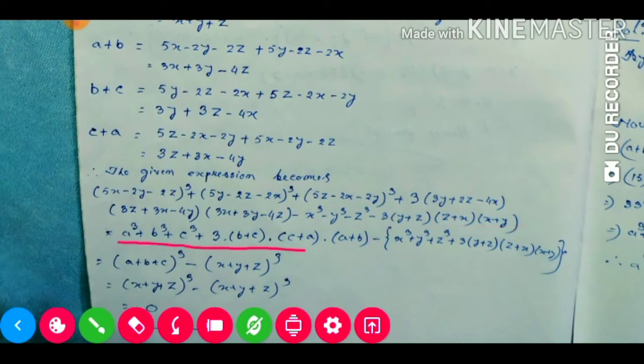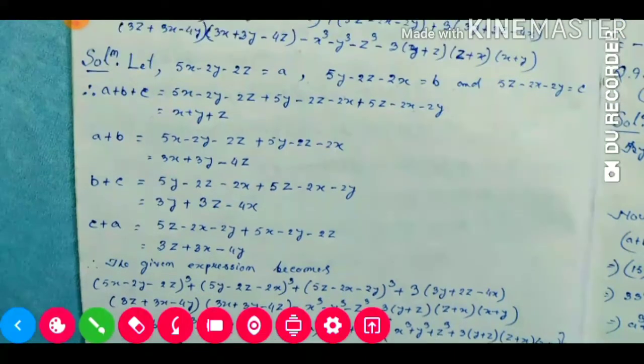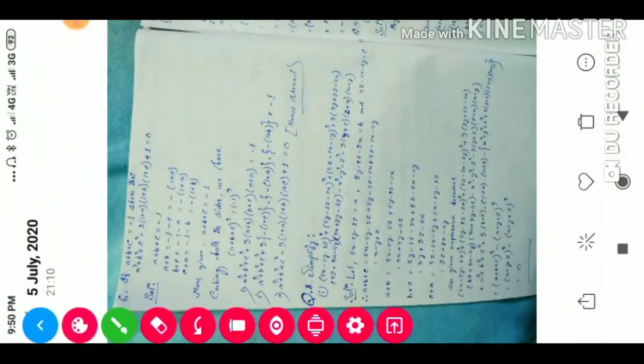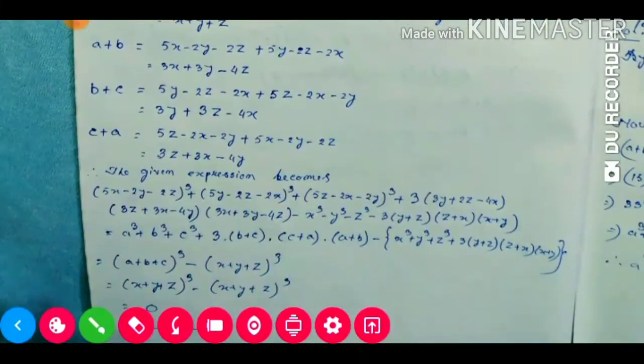Now from here to here, it became the formula a plus b plus c whole cube, and this one also became the formula a cube plus b cube plus c cube plus thrice ab into b plus c plus a. This one is also a formula, x plus y plus z whole cube. And before, we got a plus b plus c as x plus y plus z. So instead of this a plus b plus c, we are able to write x plus y plus z whole cube. Now see, both portions are same. So this portion will be cancelled, and 0 will remain. So hence it is proved here.